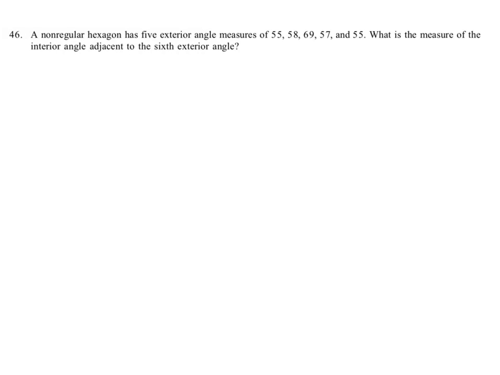A non-rectangular hexagon has 5 exterior angles. Okay, measuring this, this, this, this, and this. And notice that it's a hexagon, so there's 6 total, and we know 5 of them. So what do exterior angles always sum to? They always sum to 360.